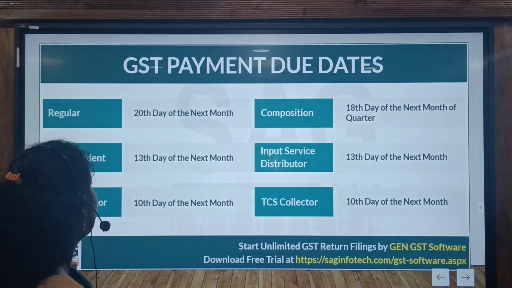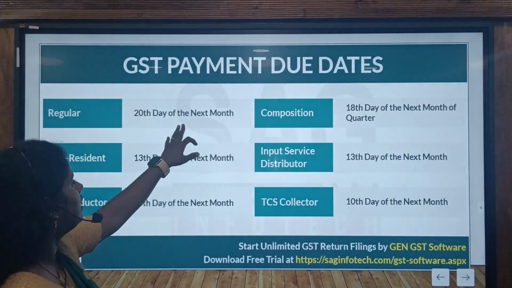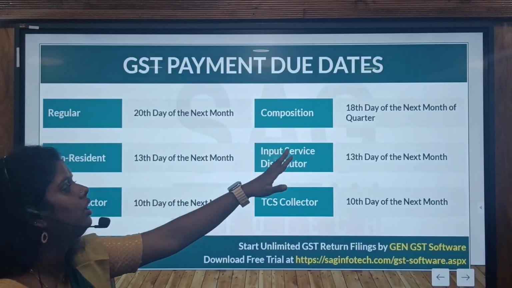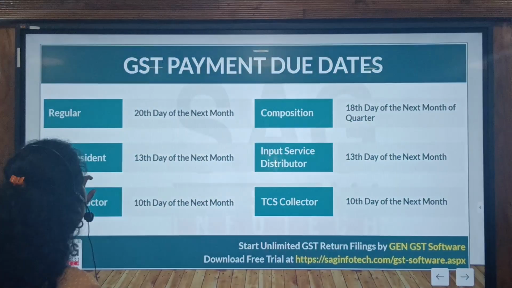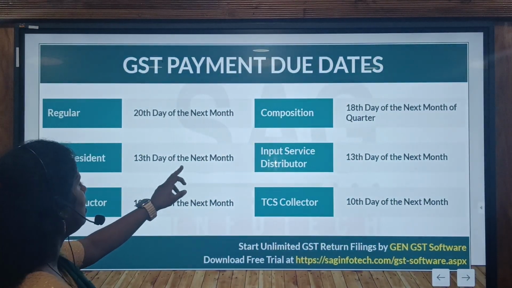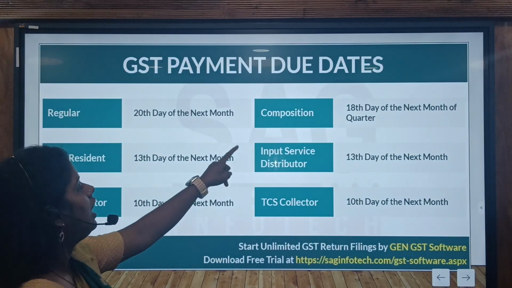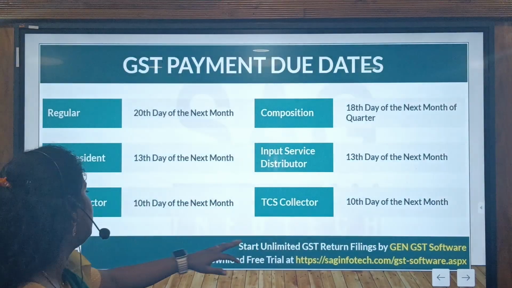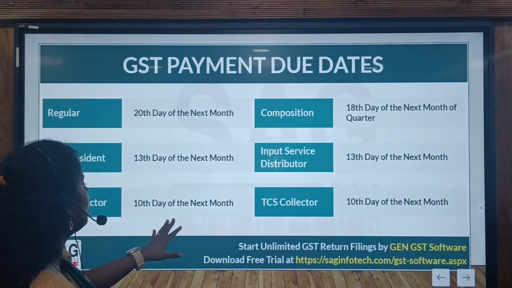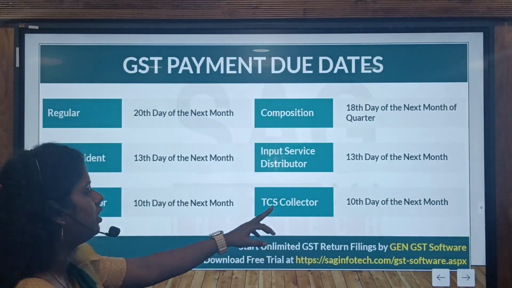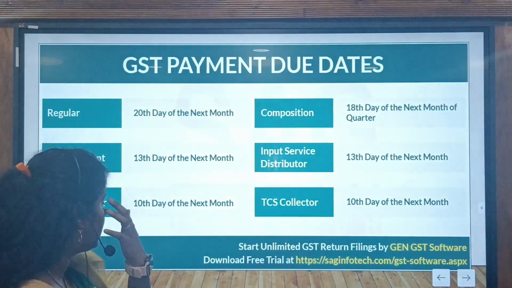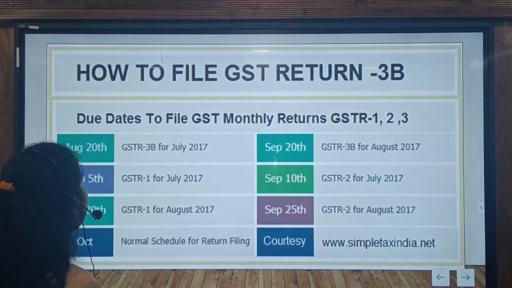So, GST payment due dates. Regularly it is the 20th of the next month for every month; for composition it is the 18th after the quarter. For non-resident it is the next month, and for input service distributor also the next month. TDS deducted is due on the 10th of the next month, and TCS, which is tax collected at source, is due on the 10th day of the next month. So how to file GST return 3B?